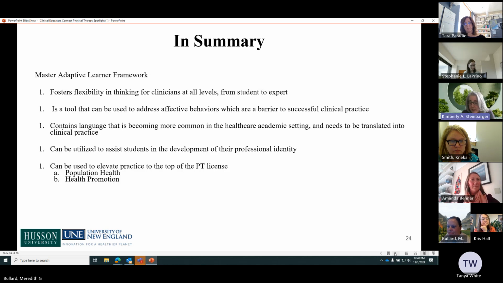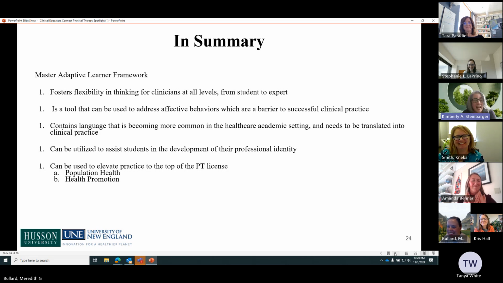So in summary, summarizing the whole thing, this master adaptive framework, if this kind of piqued your interest, you can use it to foster flexibility in thinking for clinicians and students, all levels. It's a tool that can be used to address affective behaviors, which, in clinical education, a lot of times it's not necessarily the skills, it's those affective behaviors that are the problem. And those are hard to address. You can use this as a tool for that. Apparently I have number 1 all the way down because it's all important.